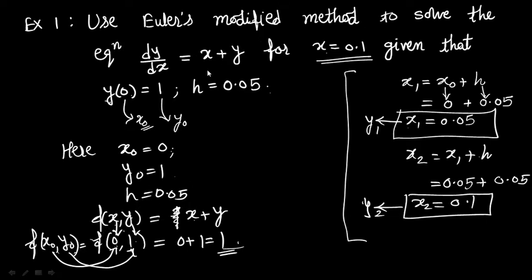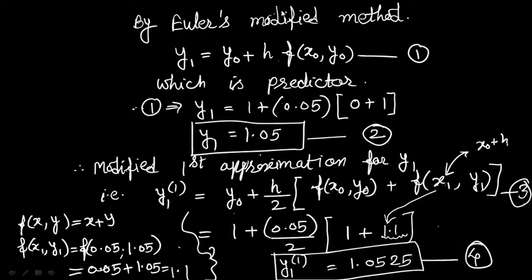The function f(x, y) means the right hand side of the equation, x plus y. Now we find f(x0, y0), that means f(0, 1). Its value is 1. We substitute x equal to 0 and y equal to 1 in this equation, x plus y, and we get the value 1.